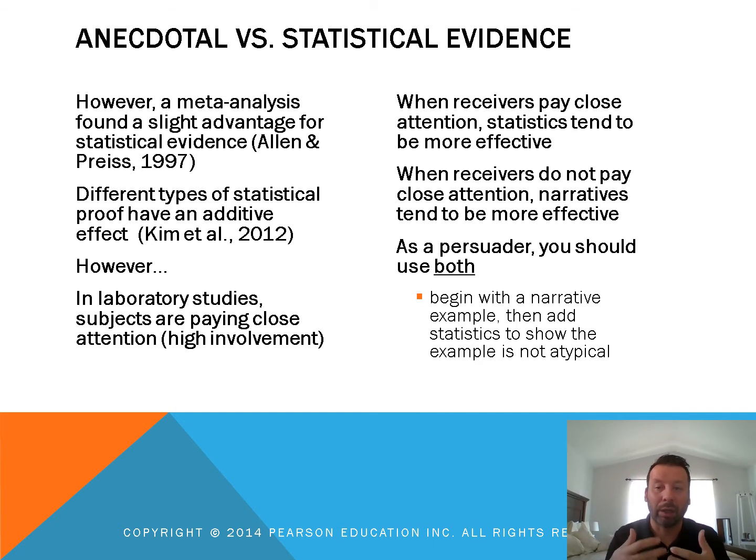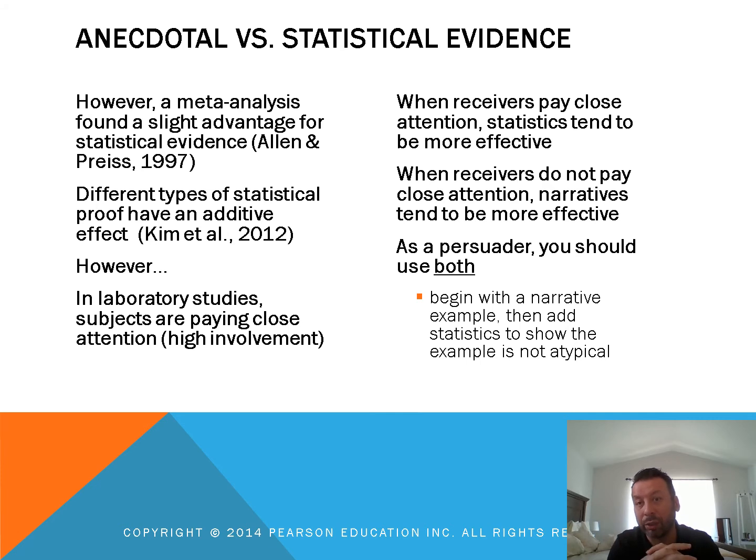If you are highly involved in a case, let's say you're a juror, you're going to pay really close attention to the statistical data that's being put upon you, and so you're highly involved. When a receiver pays close attention, statistics tend to be more effective. And when the receivers do not pay close attention, narratives tend to be more effective. So when you have a juror, for example, who isn't paying attention to the statistics or is not really knowledgeable or can't really conceptualize what those numbers actually mean and what they represent, a lot of times they're swayed not by the numbers, but by the story, right?